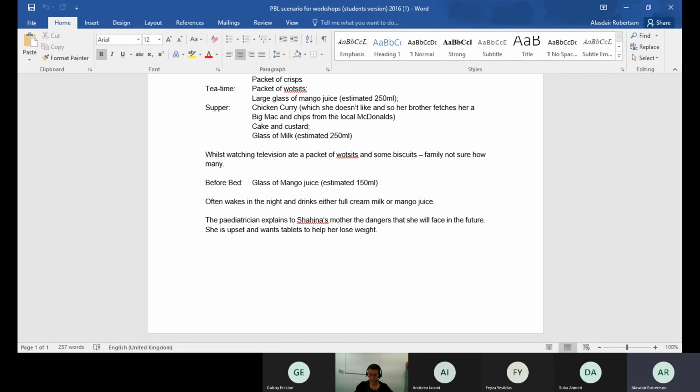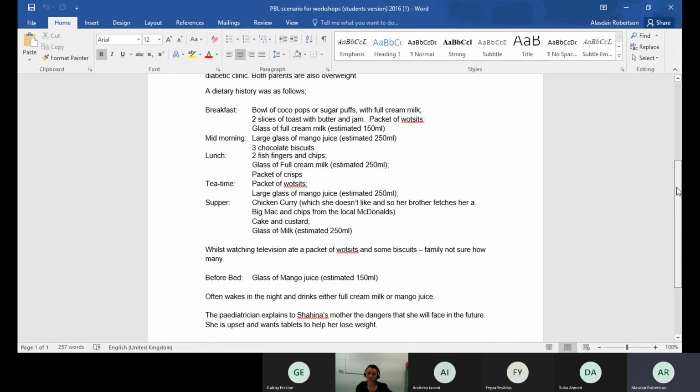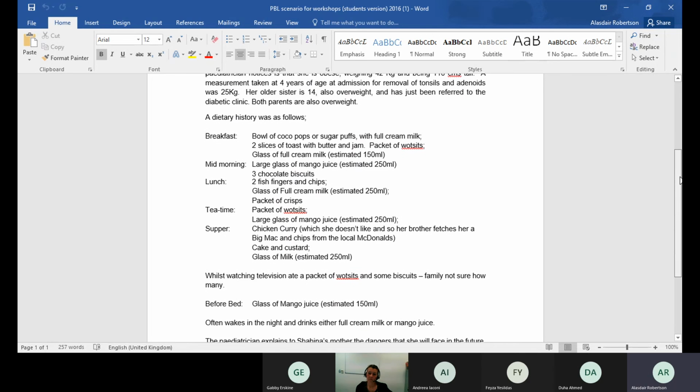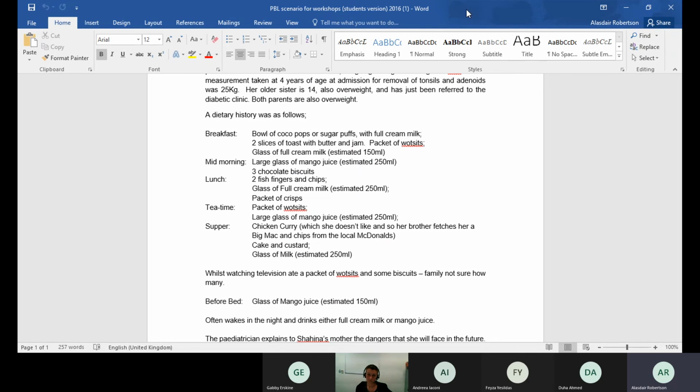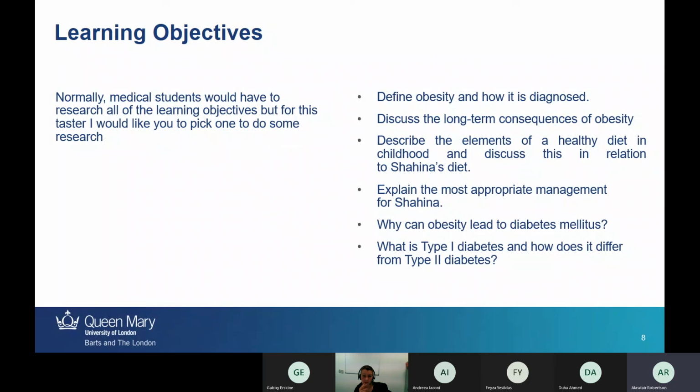Okay, so moving on to the second learning objective. Hopefully everyone's had a look at that scenario. So I am just going to swap back to the presentation just so we can all see what the learning objectives are. Okay, so has anyone looked at the long-term consequences of obesity?